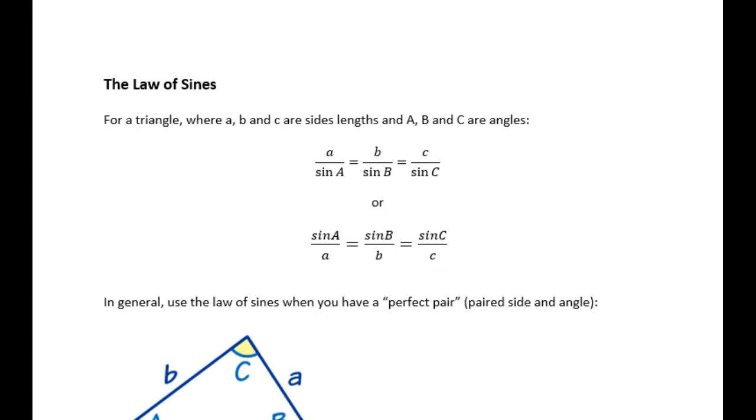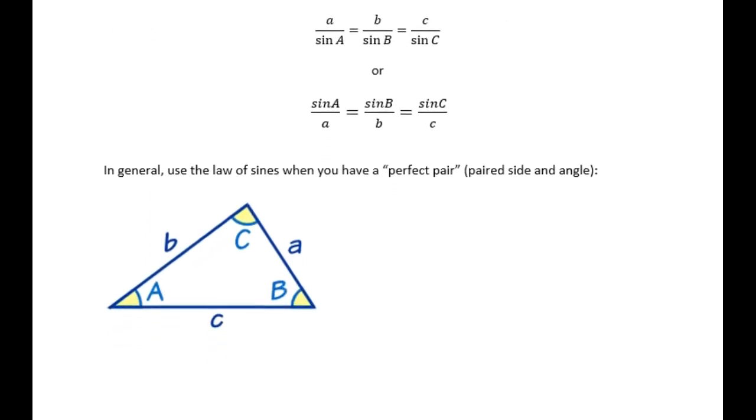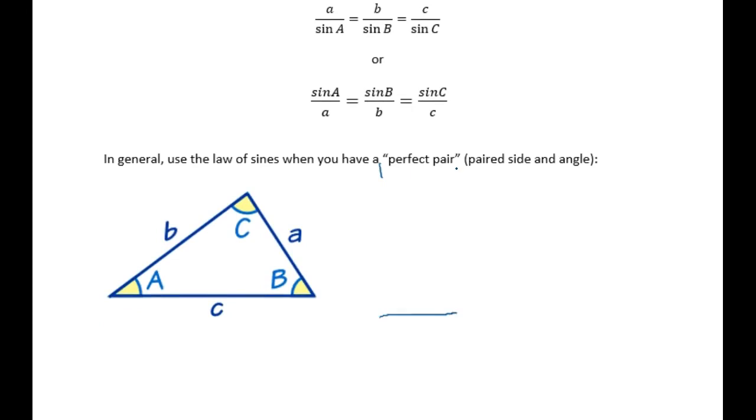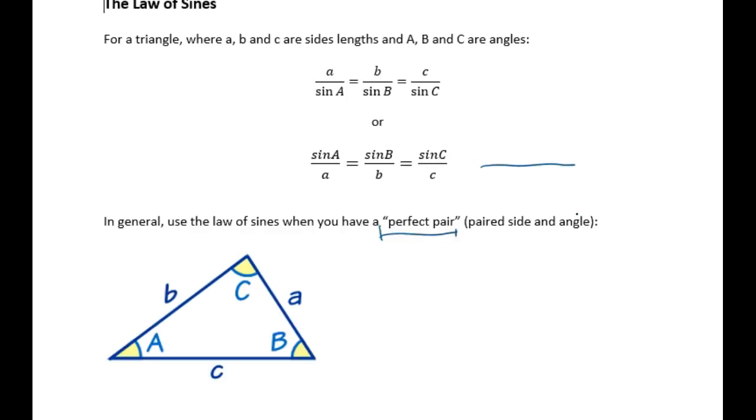So in general, we generally use the law of sines when you have what's called a perfect pair. Meaning that you have a paired side and an angle. So you either have side a and angle A, or you have side b and angle B, or you have side c and angle C.